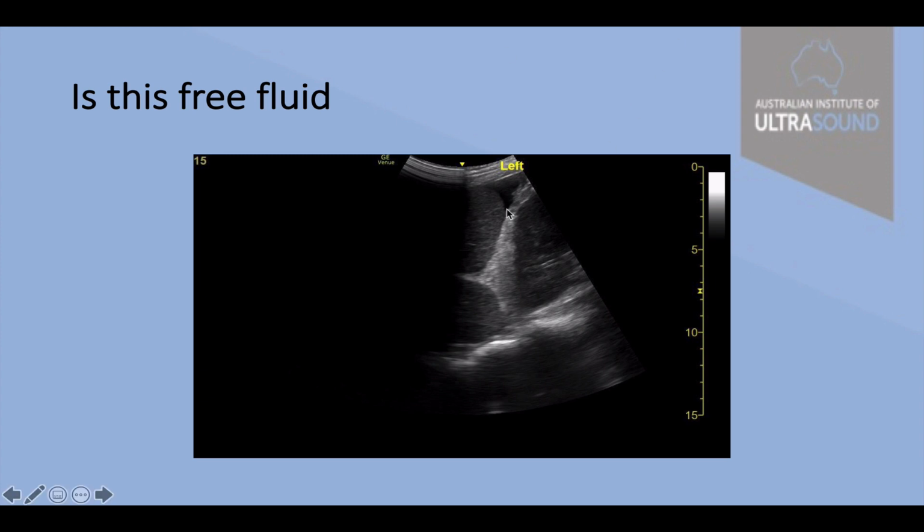But none of us argue that it comes down here between the kidney and the spleen, because this area is out of bounds. It's essentially fenced off by the splenorenal ligament. So even though this is where we'd be looking for free fluid in the right upper quadrant, we don't look here in the left upper quadrant. We look at the lower tip of the spleen and we look in the splenophrenic recess.